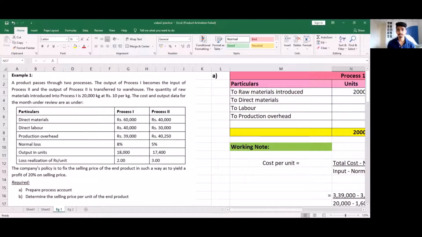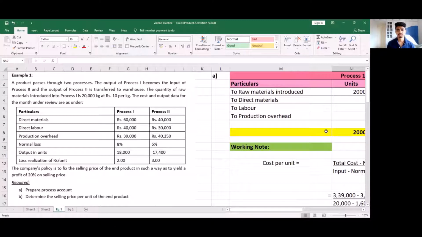Also, sometimes after process one, some part of the finished goods can be sold, while only the remaining is transferred to the next process. So in our case, the entire finished goods of process one was transferred to process two. So let's look at what will happen if only a part of the finished goods is transferred while the remaining is sold. And finally, we know that we calculate abnormal loss or abnormal effective by the difference in units on the debit and credit side.